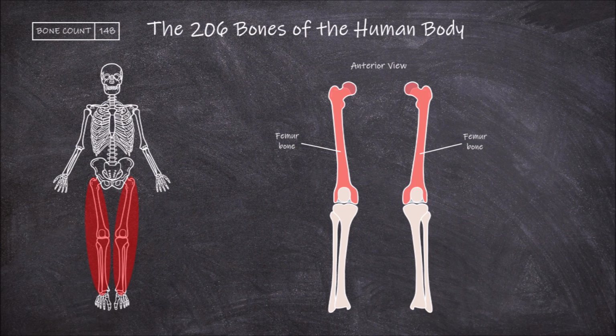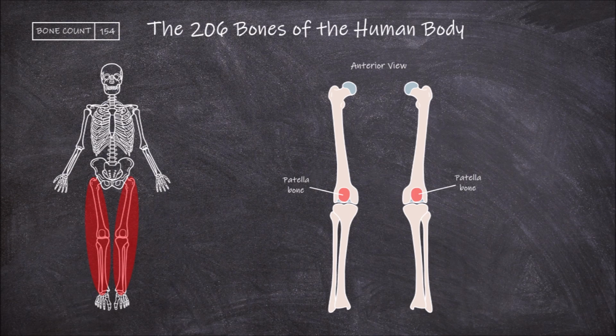Next are the 2 tibia bones, one in each lower leg. This takes us up to 150 bones. Next are the 2 fibula bones, one on the lateral side of each lower leg. This takes our total up to 152 bones. Then we have the 2 patella bones, one on each knee. This takes us up to 154 bones.